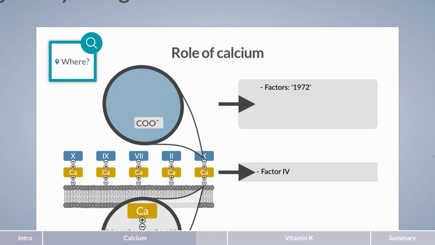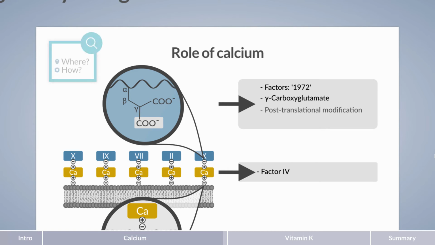Where are these carboxyl groups located, and how do they attach to clotting factors? The carboxyl groups are located on the glutamate side chains of clotting factors. The correct chemical term for these groups is gamma-carboxyglutamic acid, which implies that it has a glutamate side chain with an additional carboxyl group at the gamma carbon atom of the side chain. So, on to the second question. How do the additional carboxyl groups attach to the clotting factors? This carboxyl group is only attached to the protein after translation. The process is, therefore, termed post-translational modification.